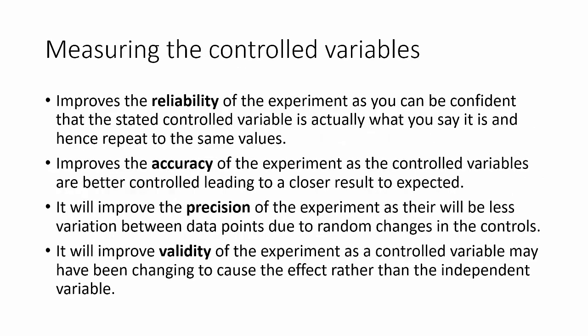Another sort of change that you must always do is control your variables. No one's actually really doing it. No one's really testing to see the temperature is the same before and after. And again, this does all 4 of them. So reliability, it's more reliable because you know that the controls are what you say they are. That will improve accuracy. It could actually lower the variability to increase your precision.